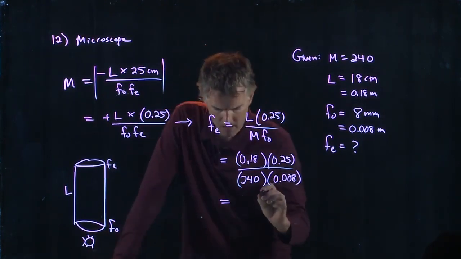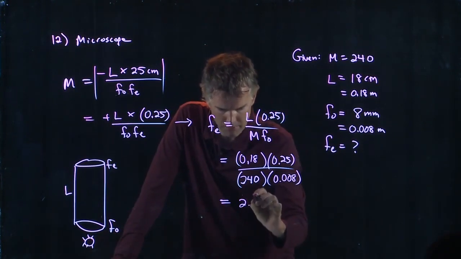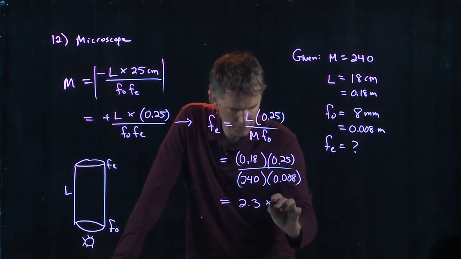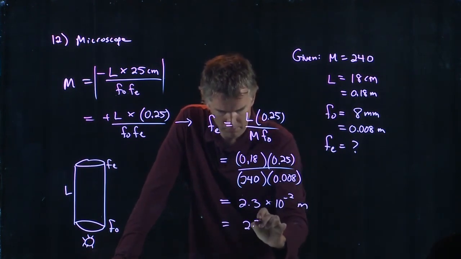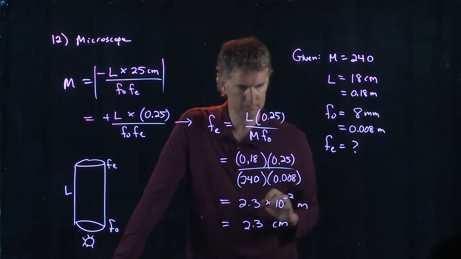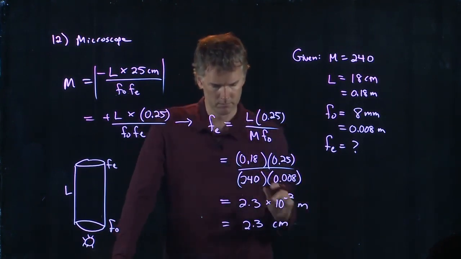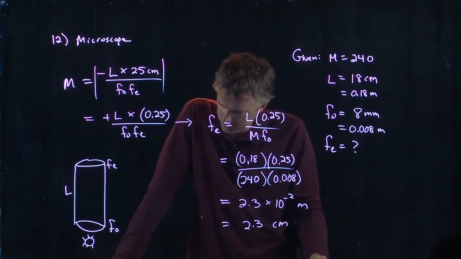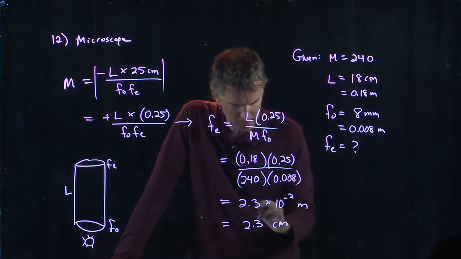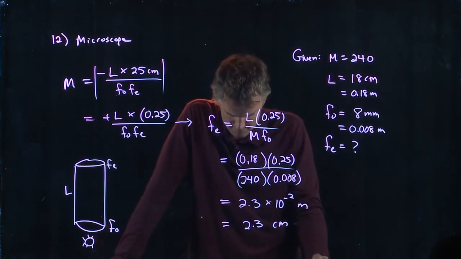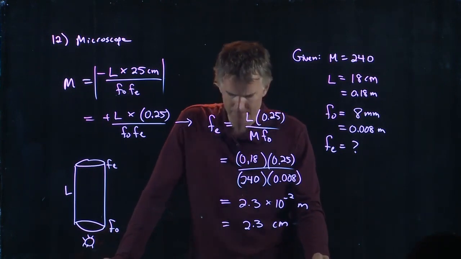What'd you get? 2.3? Yeah, centimeters. 2.3, so 2.3 times 10 to the minus 2 meters, which is 2.3 centimeters. Okay, and that is in fact one of the answers. Did anybody else get 2.3? Do we have verification on that? Yeah. Okay, good.